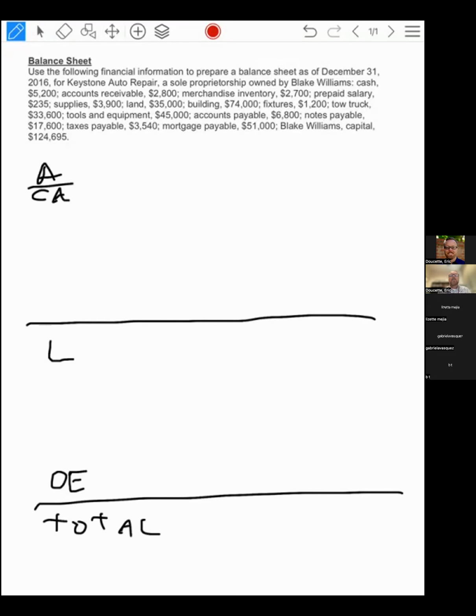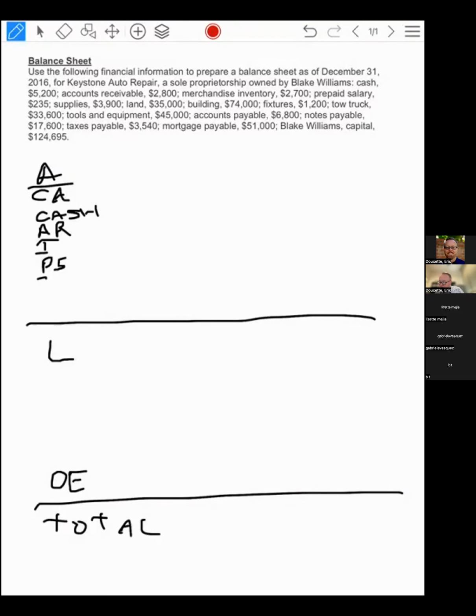And our current assets, according to this, are cash. We also have accounts receivable. That's money I still need to collect. So I'm going to do accounts receivable, AR, if you guys are okay with that. Then I have inventory. Inventory is going to be something that's worth the current assets. I have prepaid salary. So I'm going to see if I can write that, prepaid salary. And then I have supplies.